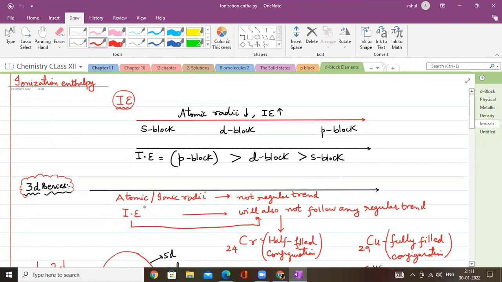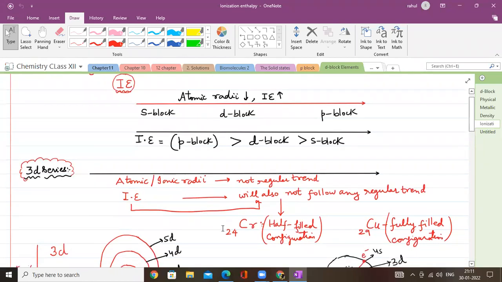So let's start first with the 3D series. When I am talking about the 3D series, as I have already told you, atomic or ionic radii do not follow a regular trend. So the point is, will the ionization energy follow a regular trend? The answer is no. Ionization energy will also not follow a regular trend. The reason behind this is that the atomic and ionic radii follow a very irregular trend: first decreases, then becomes constant, then increases.